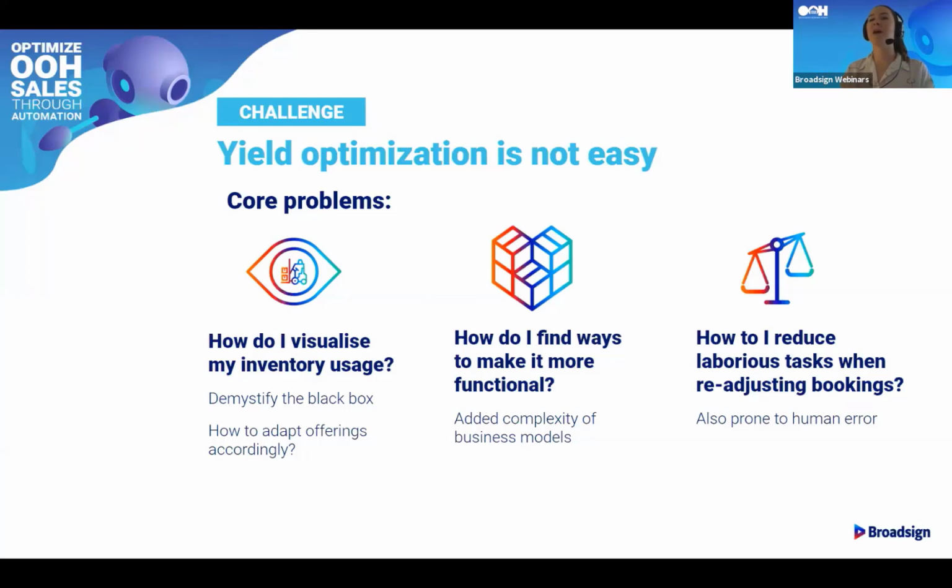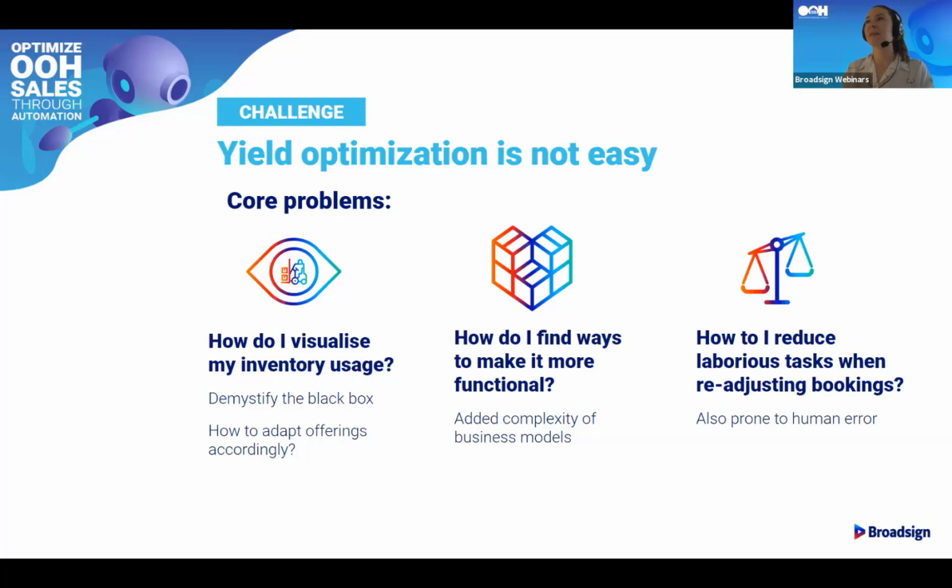Second is how do you find ways to make it more functional? Well, with the added complexity of your business models, this problem is also getting more complex to solve. Simply, how do you translate impressions into bookings on screens? With all those different campaign objectives you may have, how do you make sure your inventory is effectively booked? It almost becomes impossible for humans to manage the bookings manually because it's updating constantly.